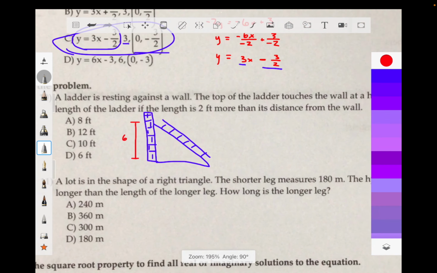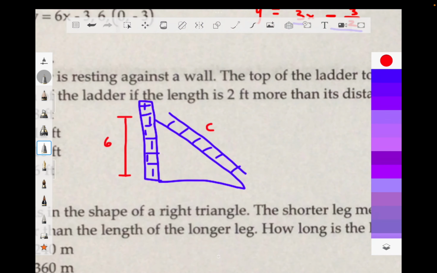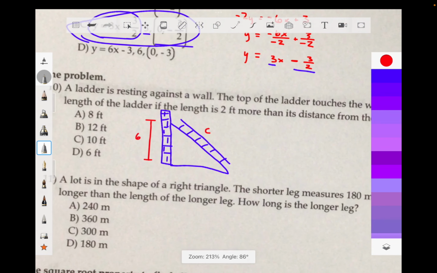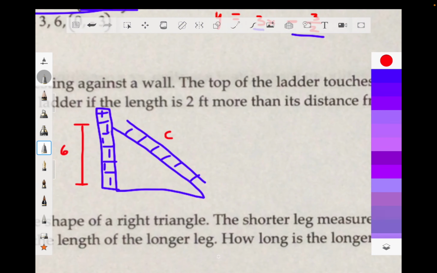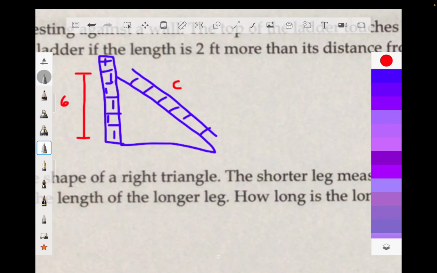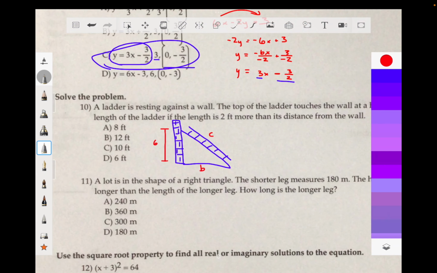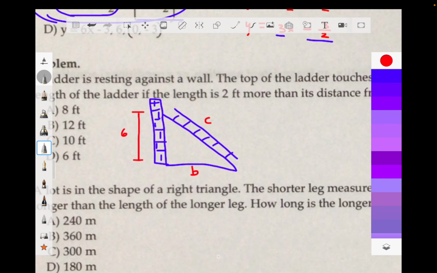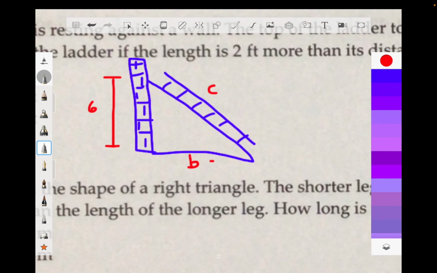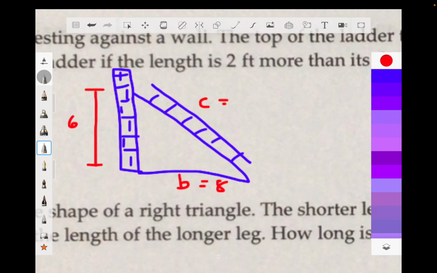Find the length of the ladder, which is going to be c. The length c is 2 more feet than the distance from the wall. So let's call this b. So if the length c is 2 more feet than the distance from the wall, which we're saying is b, then if b is equal to 10, that means the length would be 12, right? Because that's 2 more. If the distance from the wall is equal to 8, then c would equal 10 because that's 2 more.